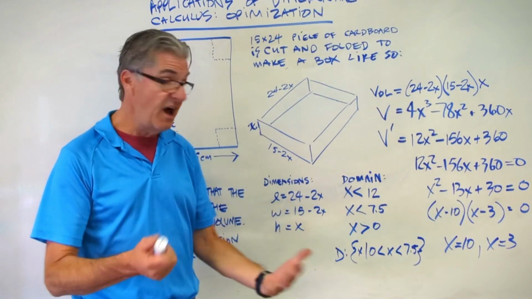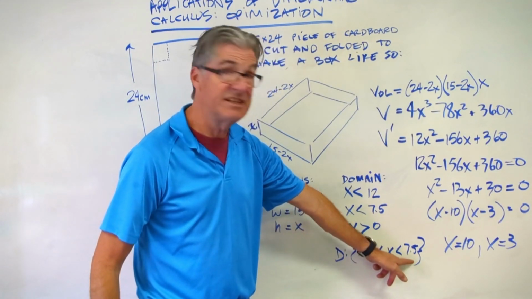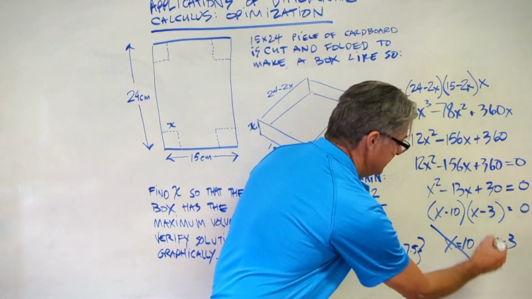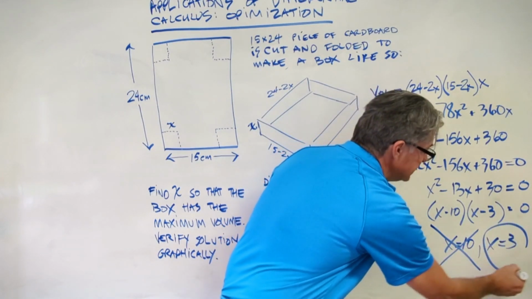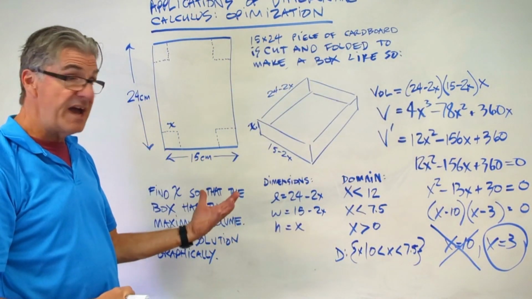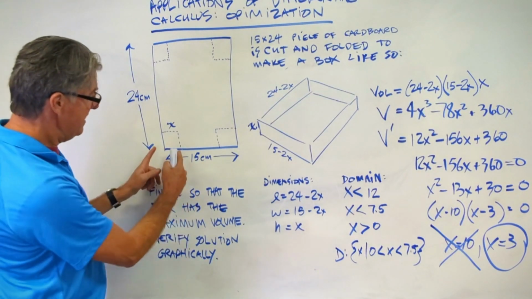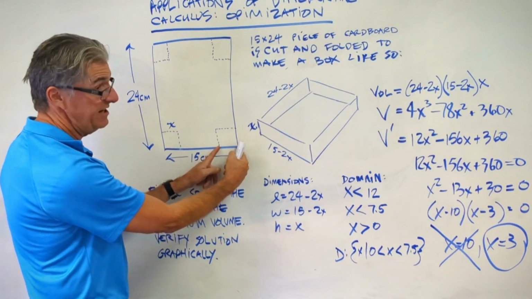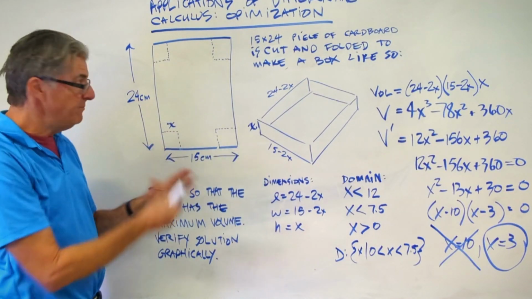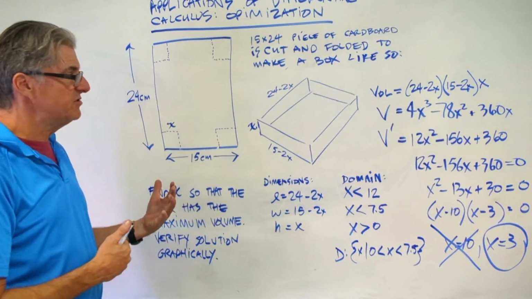Okay, so check this out. Our domain has to be greater than 0 and less than 7.5. So we know x can't be 10. The solution that maximizes the volume is x is 3. Now let's go back here to our diagram. If this is 10 and that's 10, then that's 20 we're taking out of this side to fold up. We only have 15. So 10 just doesn't make sense with the problem.